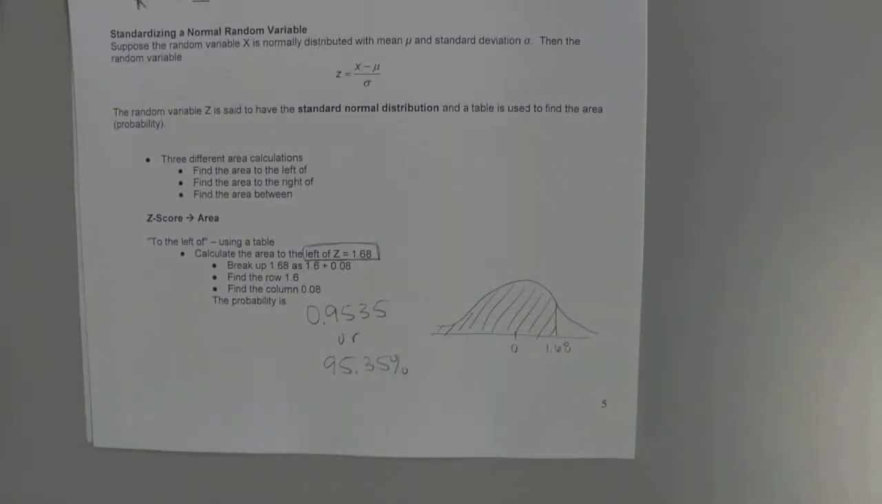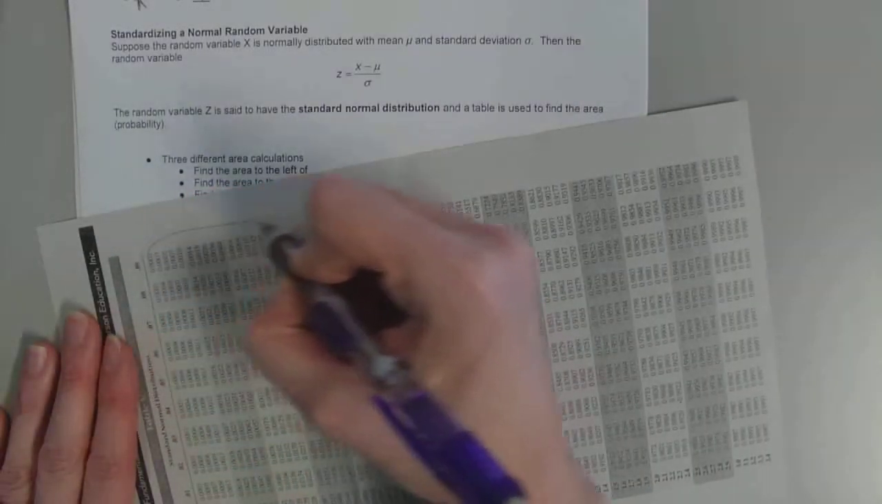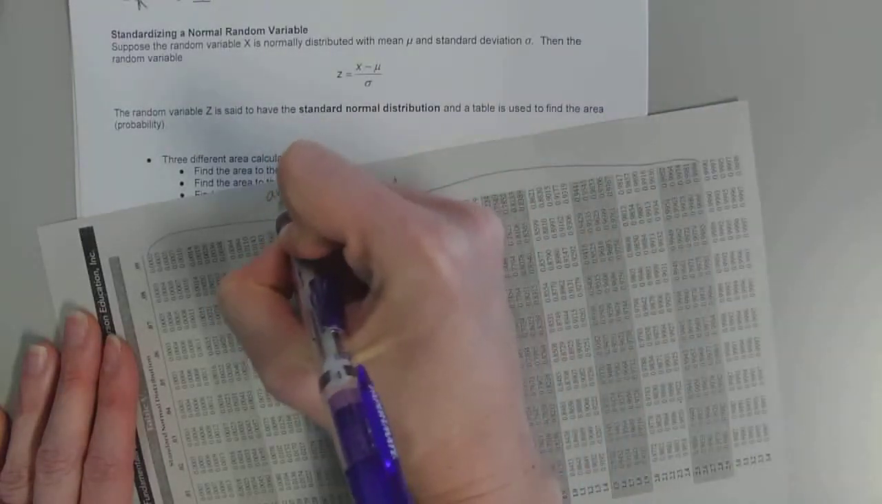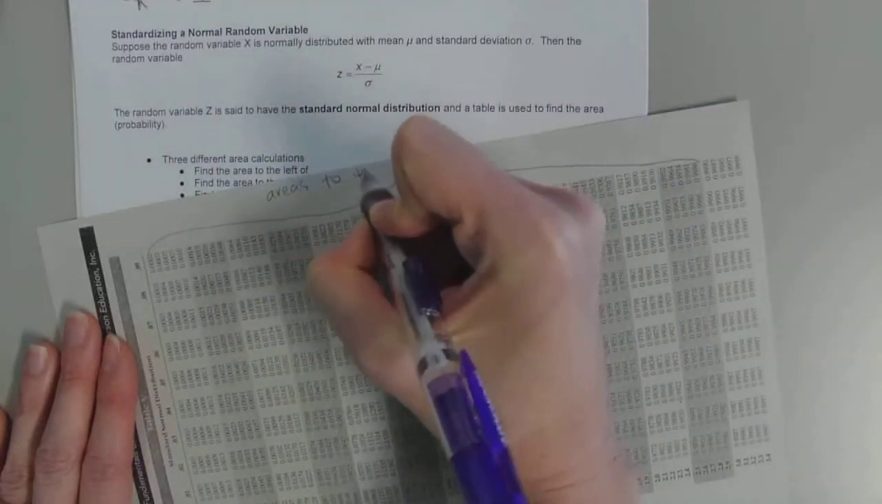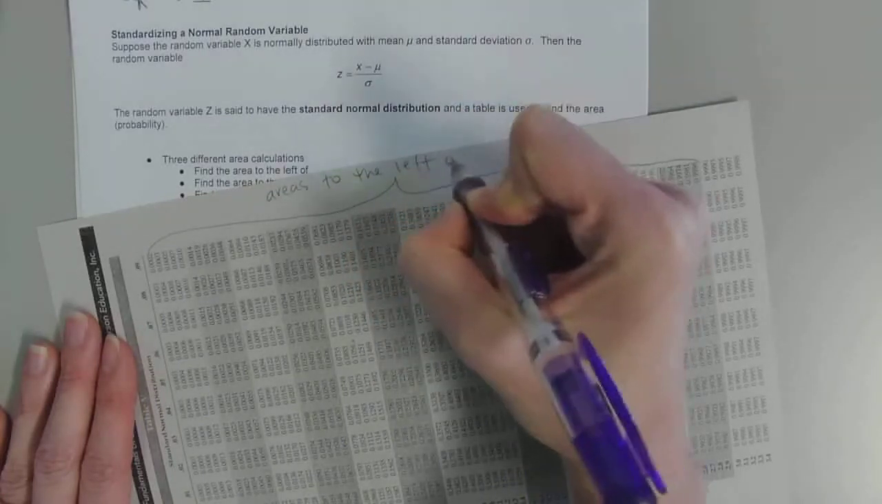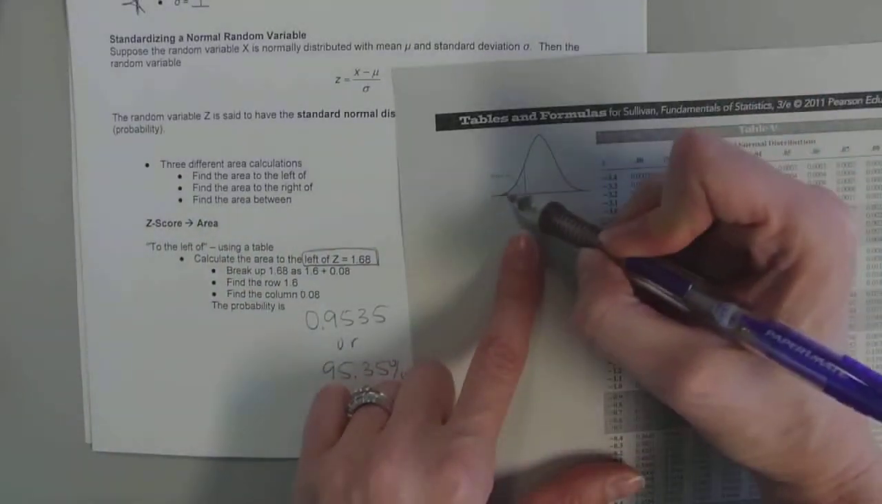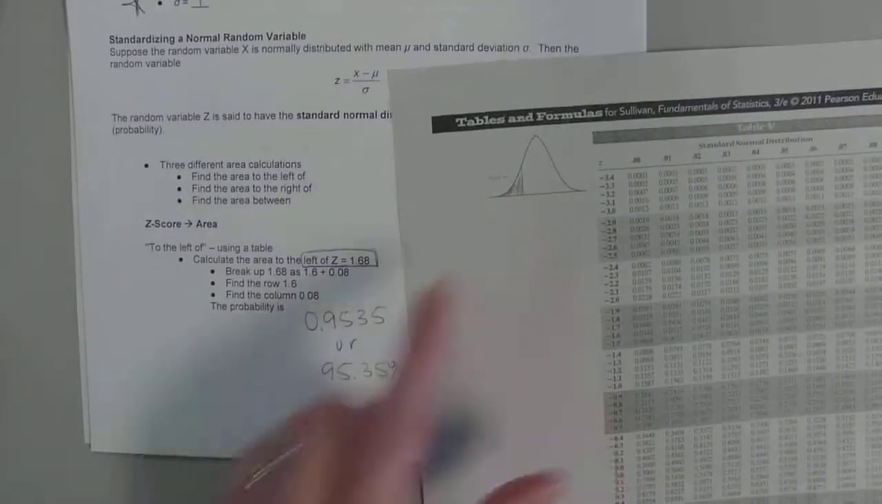To the left of is what your table gives you. So again, I don't know if you want to label that somewhere. So these, how am I going to write that? On this side, maybe write areas to the left of, or whatever you want to write. All these are areas to the left of, all right? Notice they show you that right up here. They're trying to show you. You found areas to the left.